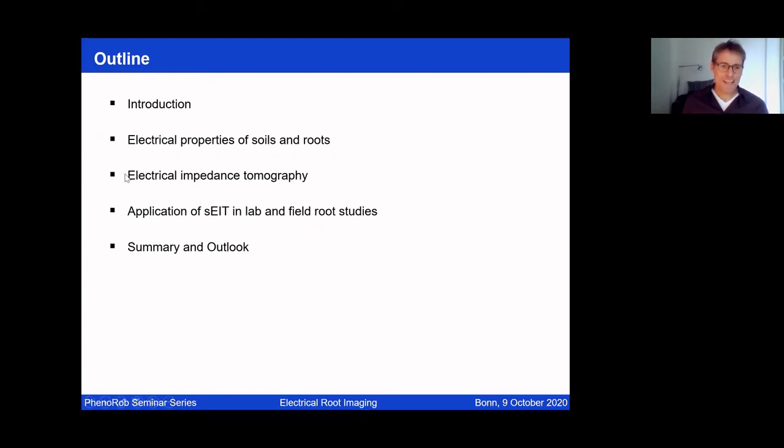Then I will recall the basic principles of the imaging algorithm, or the impedance tomography method, and then show you a number of results that we obtained in recent years in lab and field studies, and of course ending up then with what we've just seen in the slide before.